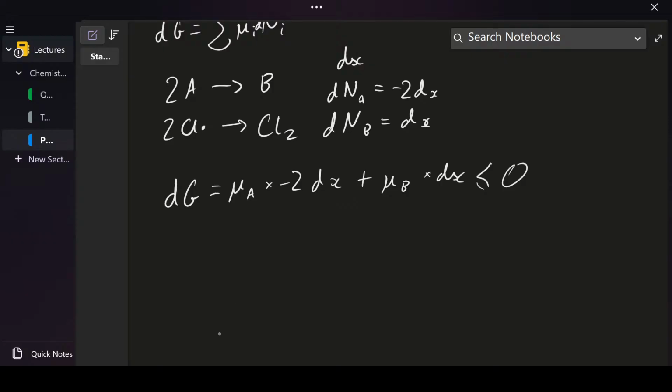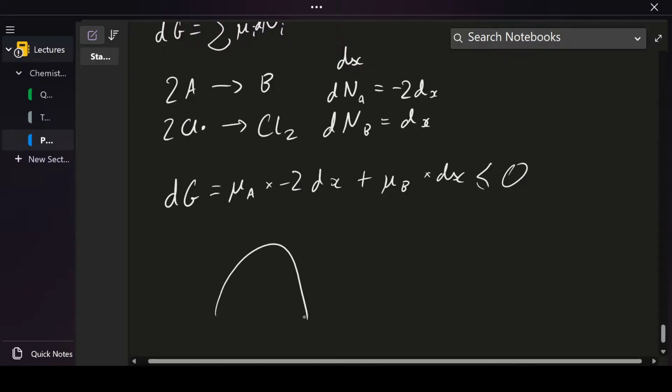And so if we take a graph of G against reaction progress, equilibrium is going to be at this maximum value when dG is equal to 0.